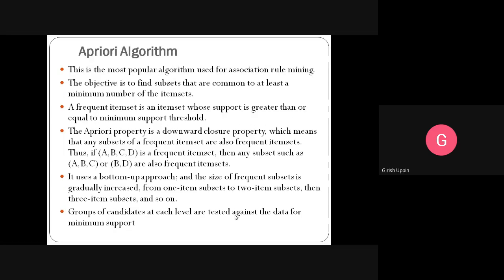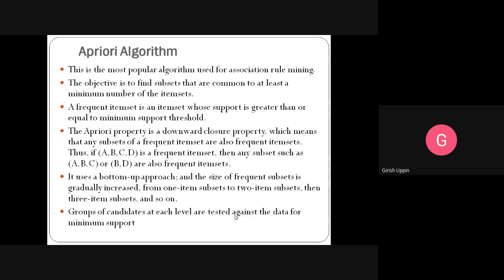First one is the Apriori algorithm. This algorithm is very, very popular in case of association rule mining. The objective is to find subsets that are common to at least a minimum number of the item sets. That's the goal. The frequent item set is an item set whose support is greater than or equal to the minimum support threshold. Whatever minimum threshold we are setting, that frequent item set will be having support greater than that particular threshold.